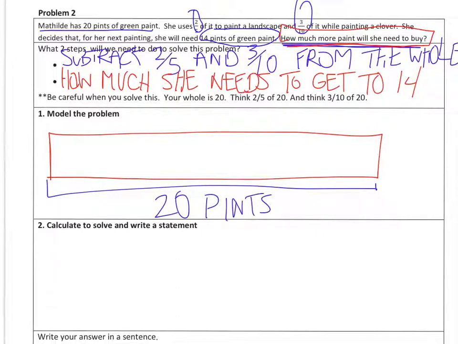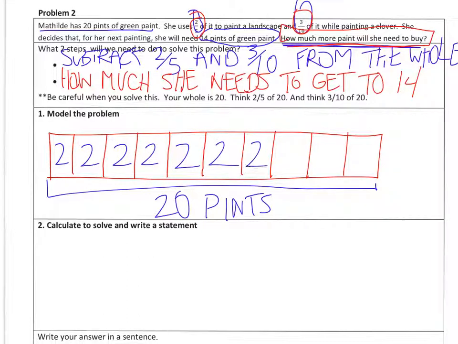But what fractional unit am I going to use? Am I going to use 20ths? No, that doesn't really make sense, because the fractions they gave me, I have 2/5 and 3/10. So why don't we use tenths? Because 2/10 is also the same as 1/5. All right, so we're subtracting. And, here's a good step. So if we divided these into tenths, how many pints is each chunk worth? So 20 pints divided into 10, so each of these squares is 2 pints.